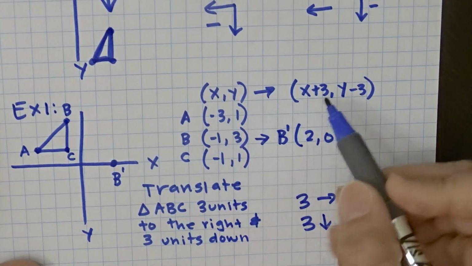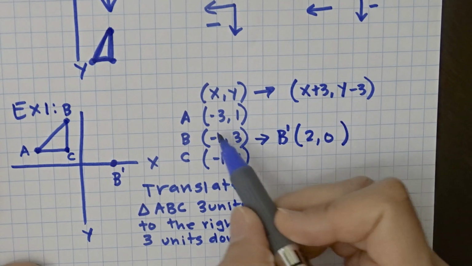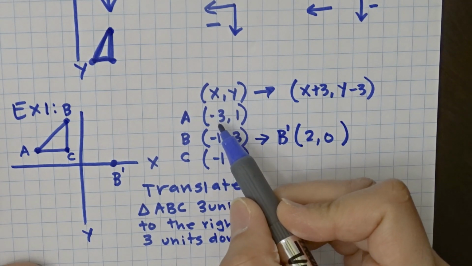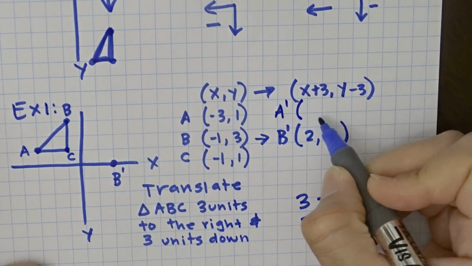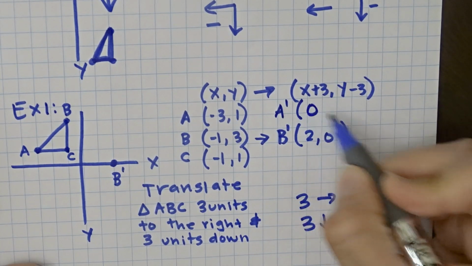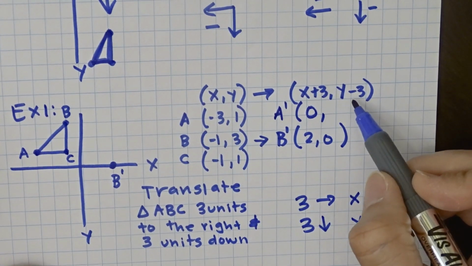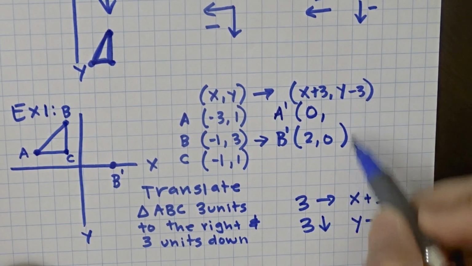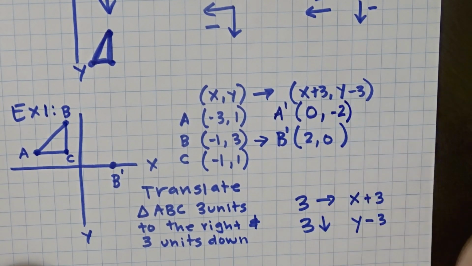So -3, now that I know that I'm going to add 3 to the x coordinate, that means this is the x coordinate. So if I add 3 to it, I now have 0. So A prime, the new coordinate, is going to be 0. And then my original y was 1, and I know that the rule says to subtract 3 from it. So if I have 1 minus 3, that gives me -2.